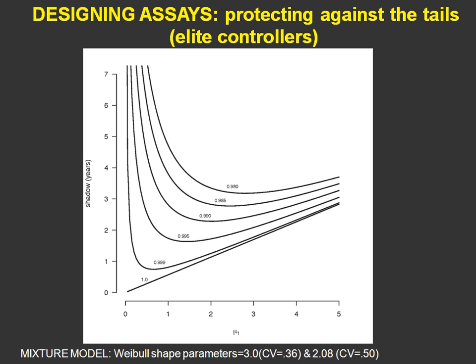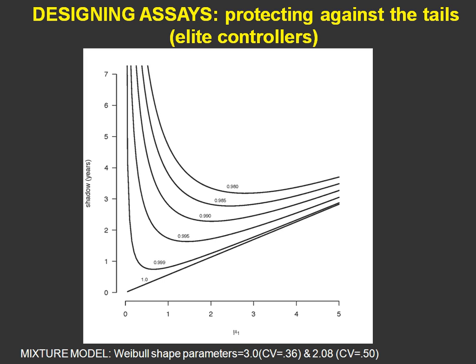Well, I think one thing is we can design better assays to try to protect ourselves against the tails. So these are some calculations for that mixture model that I showed you with elite controllers, showing you how to pick your parameters for your optimum assay. You can titrate some of these assays, these tuned ELISAs. You can titrate them to get the mean window period to be what you prefer, whatever your cutoff is. You can change the cutoff. And this is showing you, for different percentages that are elite controllers, people who have very long window periods, how to choose the optimum window period if you want to minimize the shadow.